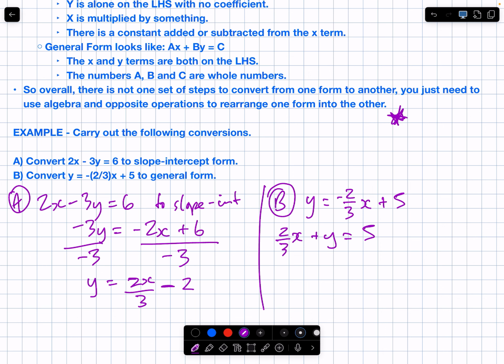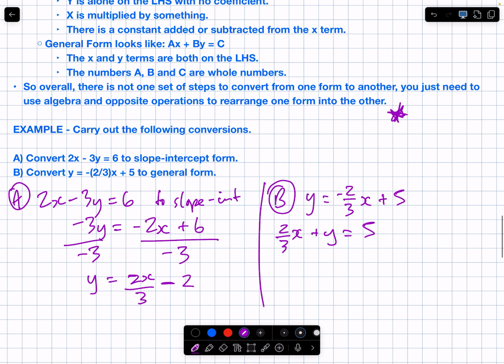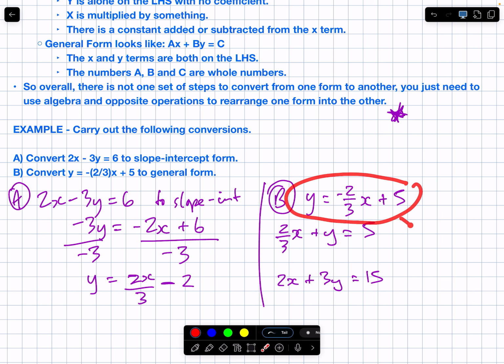Just finishing this off. General form has no fractions. So get rid of the divide by 3, times everything by 3. So it's going to be 2x plus 3y equals 15. So hopefully you can see there, it used to be slope-intercept. It's now general form. This used to be general form. It's now slope-intercept form. Okay?